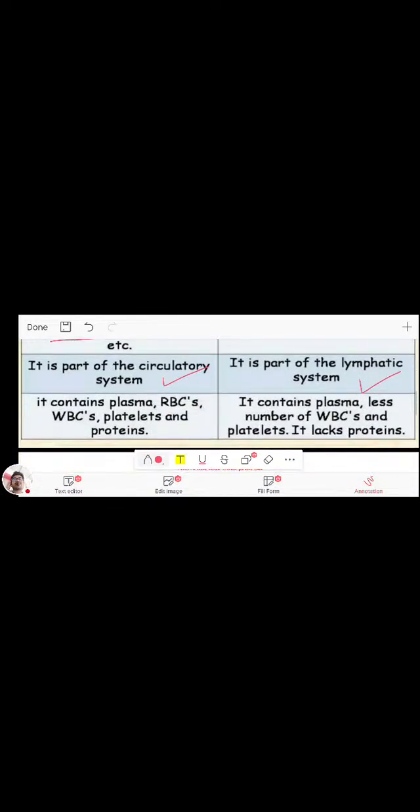So blood contains plasma, RBC, WBC, platelets and proteins. But lymph contains plasma and a lesser number of WBC and platelets. It lacks proteins.